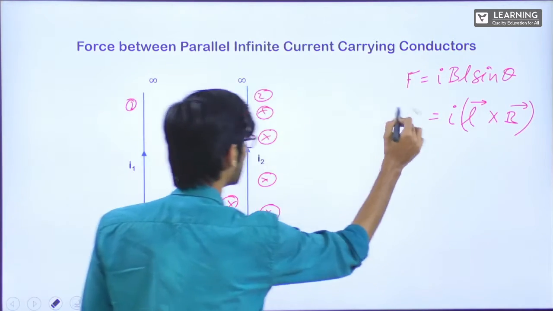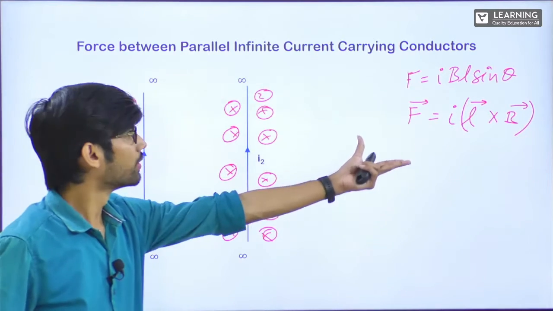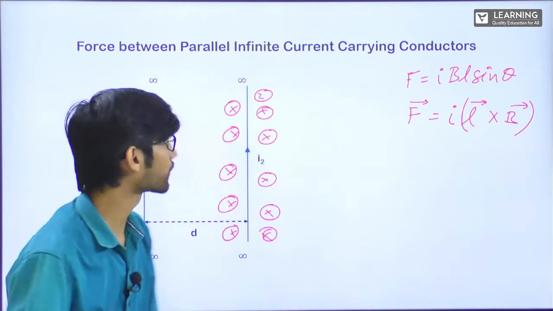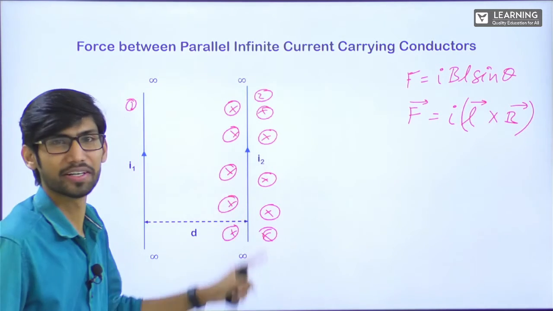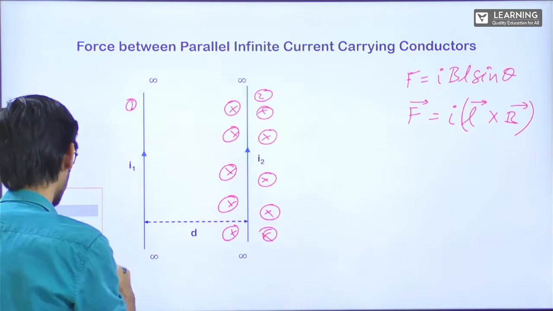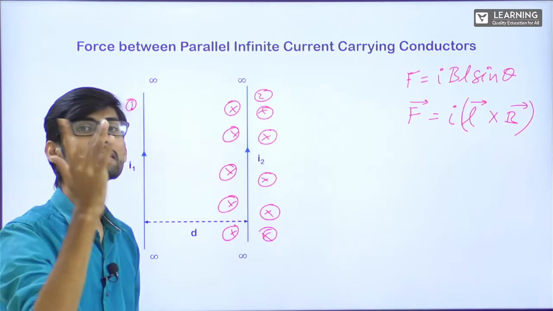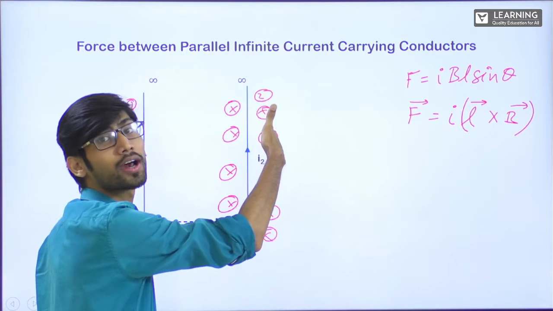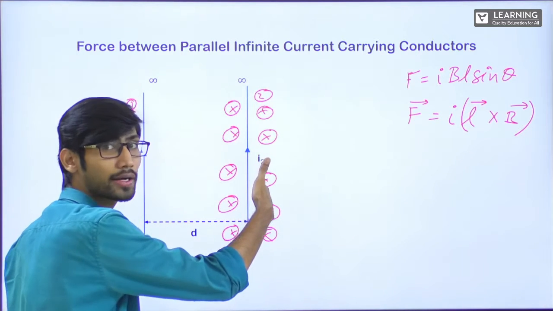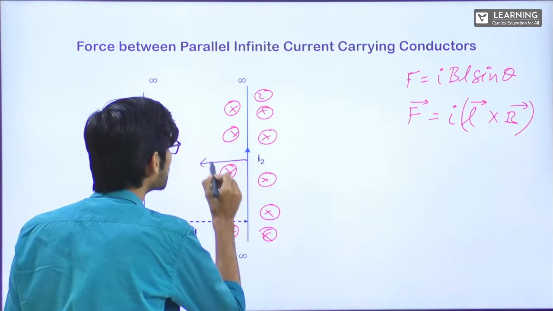So now see, basically direction we will see from right hand rule. So we have to see this particular formula, I B L sine theta. Now this conductor is kept in a magnetic field. It will experience a force. What will be the direction of that force? If we want to find the direction, what do we used to do? Fingers in the direction of magnetic field, thumb in the direction of current, then the palm gives the direction of force, right? So here the force is in this direction.